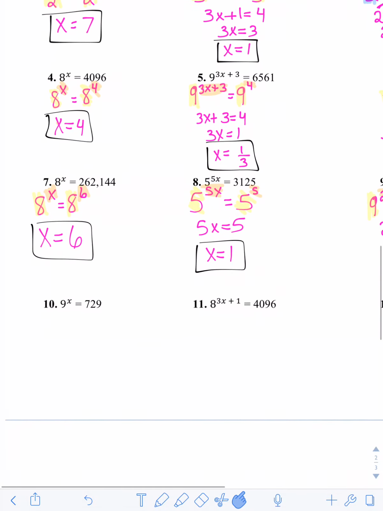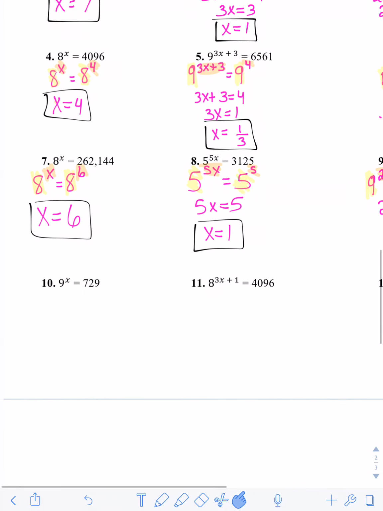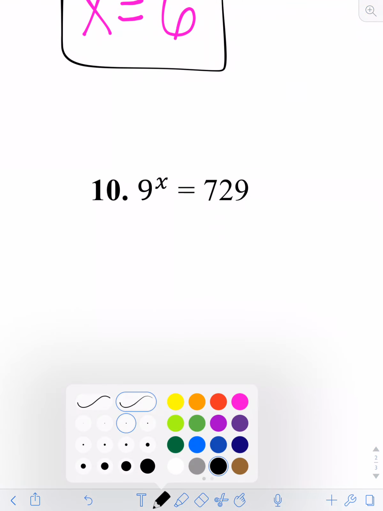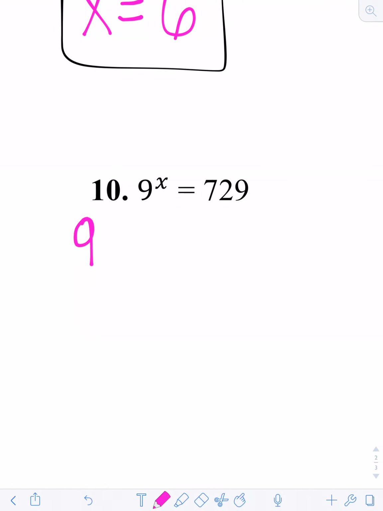Okay, last little row. So let me see if I can zoom in. There we go. Okay, so again, I'm going to rewrite this. I have 9 to the power of x. So I know I need this to be 9 to the power of something. And just, again, put in the calculator 9 to the power of 1, 2, 3, and so on. And you want 729, so that's 9 to the power of 3.